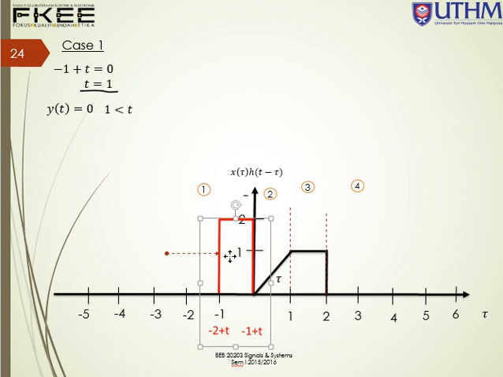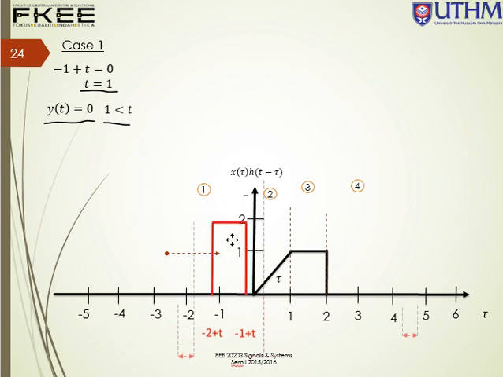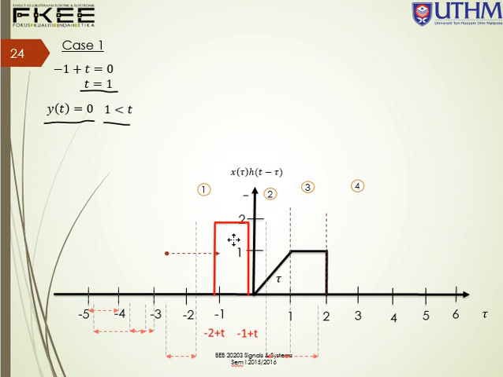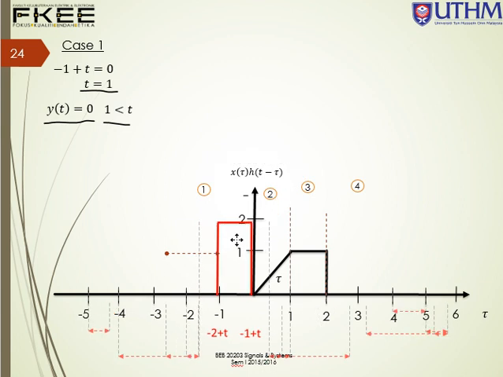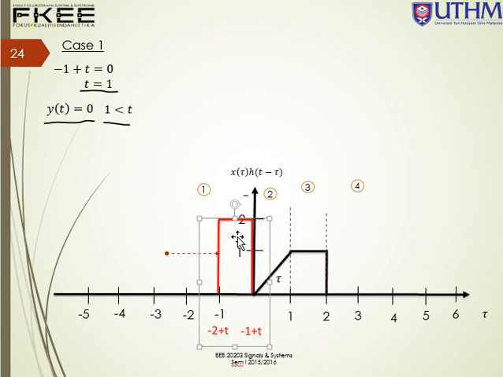Since when you multiply 2 with zeros, you will have zeros, and then the integration of zeros, you will get 0. So that is the reason you have y t equal to zero, and then this one is only valid when t is less than 1. Okay, because you want to make sure that your signal over here is inside your section number 1 only. Right?